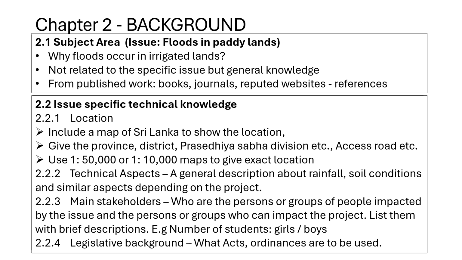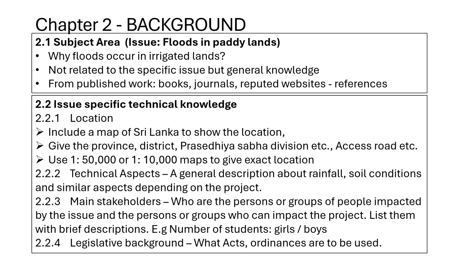Then 2.2.2, technical aspects. You can give a general description about the rainfall of the area, soil conditions of the area if they are relevant. Usually rainfall is relevant to many projects in civil engineering, and any other similar aspect depending on the project, right? Then main stakeholders. Who are the persons? What is the meaning of stakeholder?